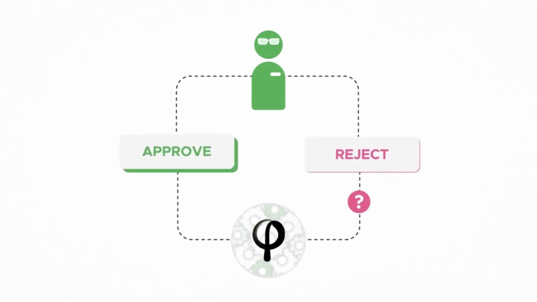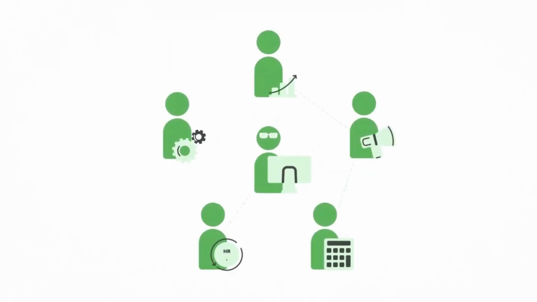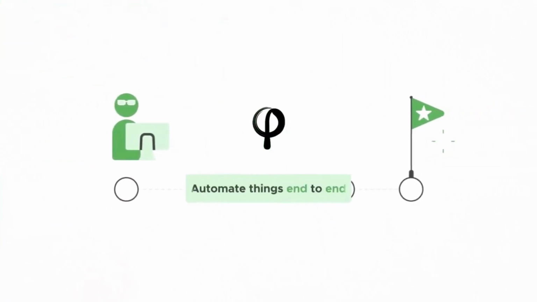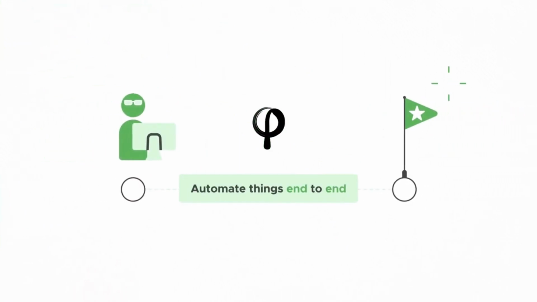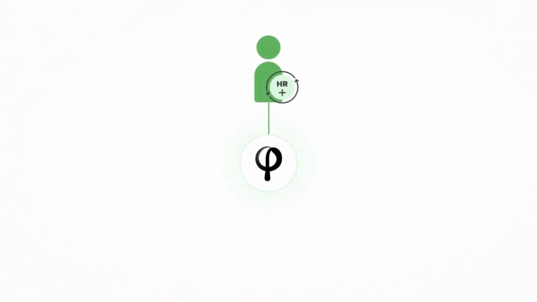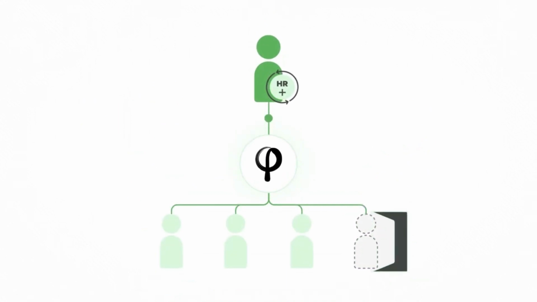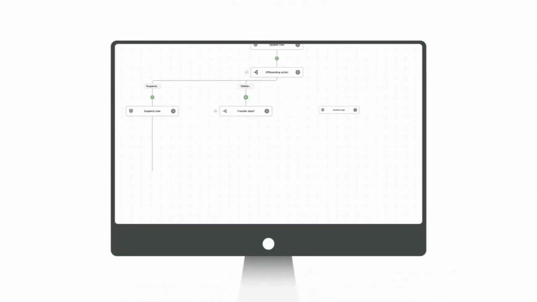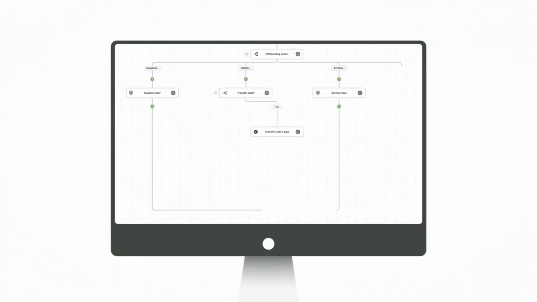By the way, if you zoom out a bit, you'll see that these tasks are typically part of a larger process. Luckily with Zenphi, you can automate things end to end. For example, Zenphi can listen to your HR system, and when an employee is moving on to their next adventure, it can automatically take the steps you have defined to offboard the user from Google Workspace or your entire organization.